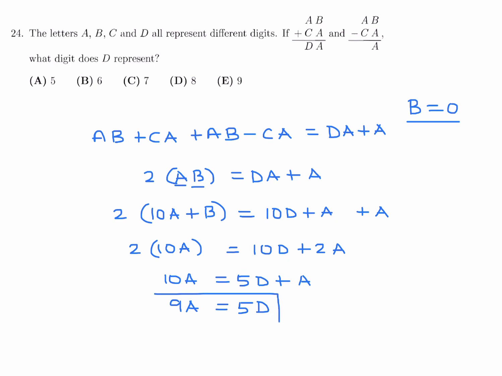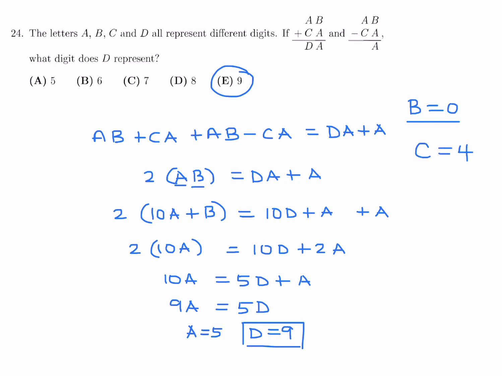The only way this can be true if A and D are single digits is if A is equal to 5 and D is equal to 9, right? Because 9 times 5 is the equivalent of 5 times 9. So we just got D is equal to 9, and that is the answer to the question. 24 is E. And if you plug it all back in, you'll be able to get the value for C. Just in case you're wondering, it'll be 4. And that completes the question.